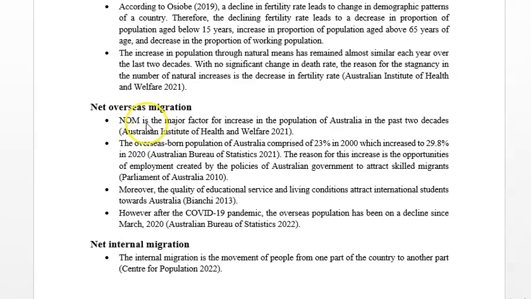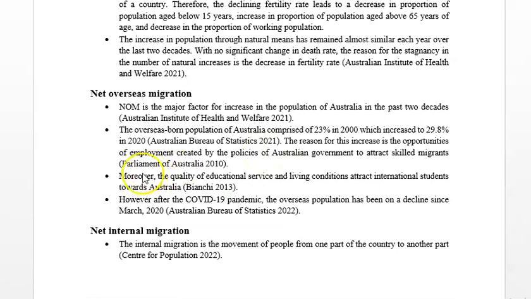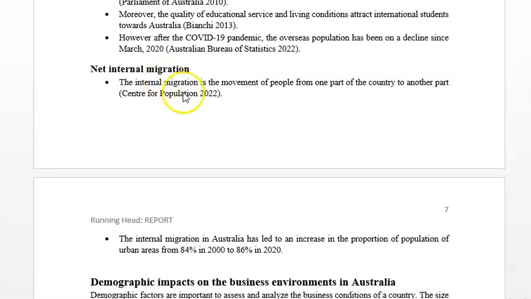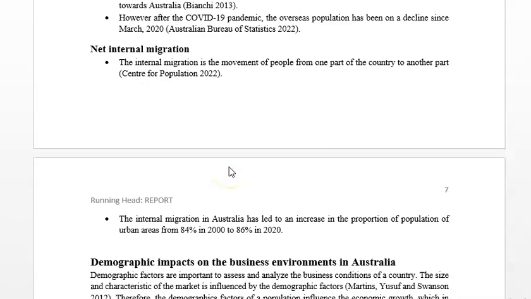It has been discussed that net overseas migration is the major factor for increase in the population of Australia in the past 2 decades. I make use of several sources to provide a rationale for the impact of this factor on population trends in Australia. Furthermore, the next factor is net internal migration. This refers to the movement of people within a country. Although this may not lead to the change in population of a country, but it leads to the change in demographic patterns which is of use for business environment.